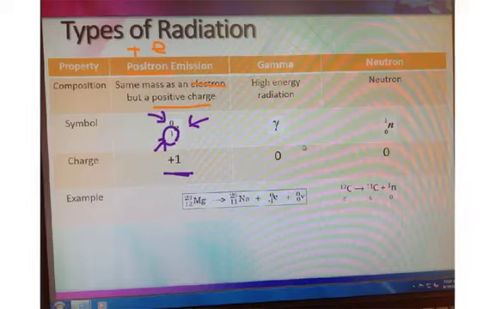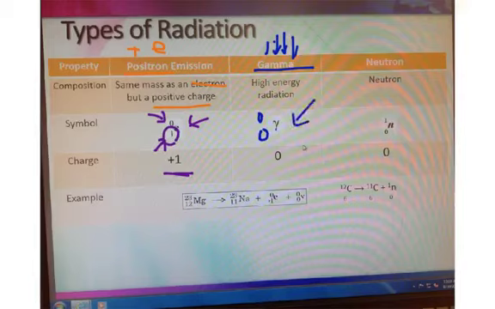Gamma is basically high energy radiation. How I remember this is it's AA, MM, and OO, meaning that it has a 0 mass and a 0 charge. All it is basically is lots and lots of energy. This is the one that's extremely dangerous to us.